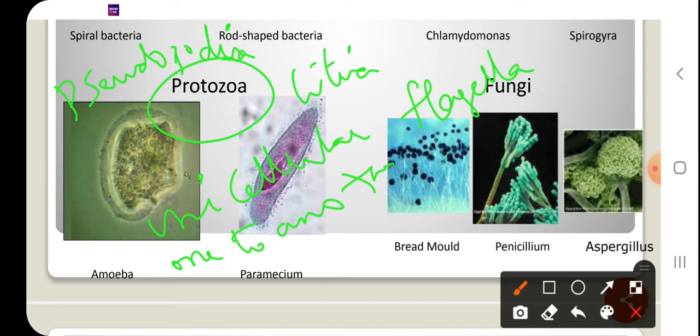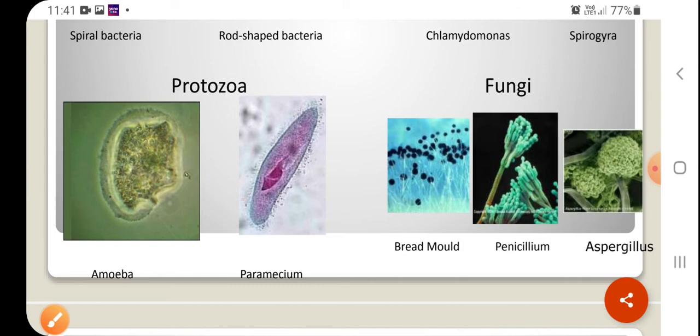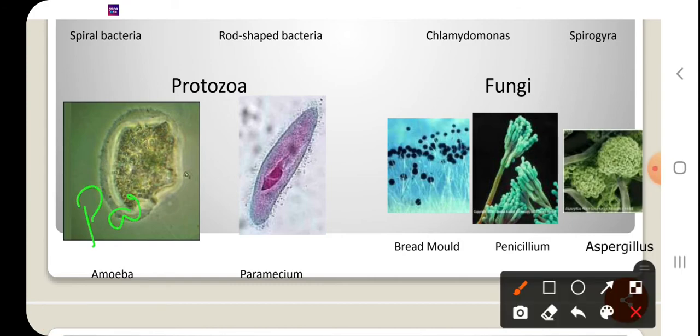And majority of the times these protozoan organisms act as parasites, meaning they depend on the host cell and kill that host cell. Majority of the times these protozoans act as parasites on the human body, so that we suffer with a number of diseases.